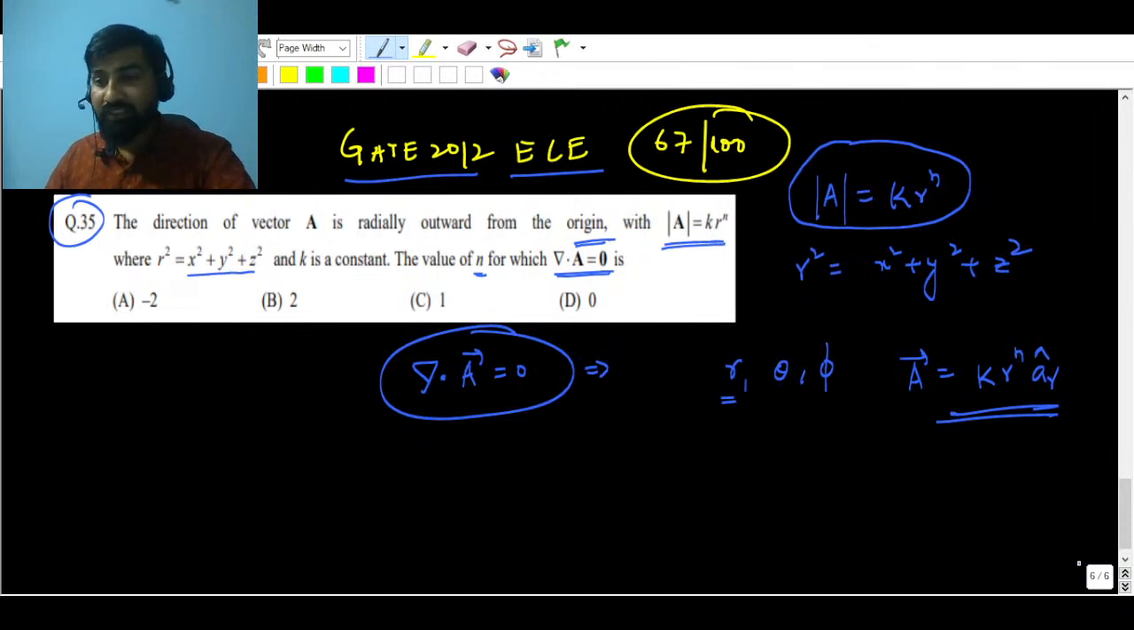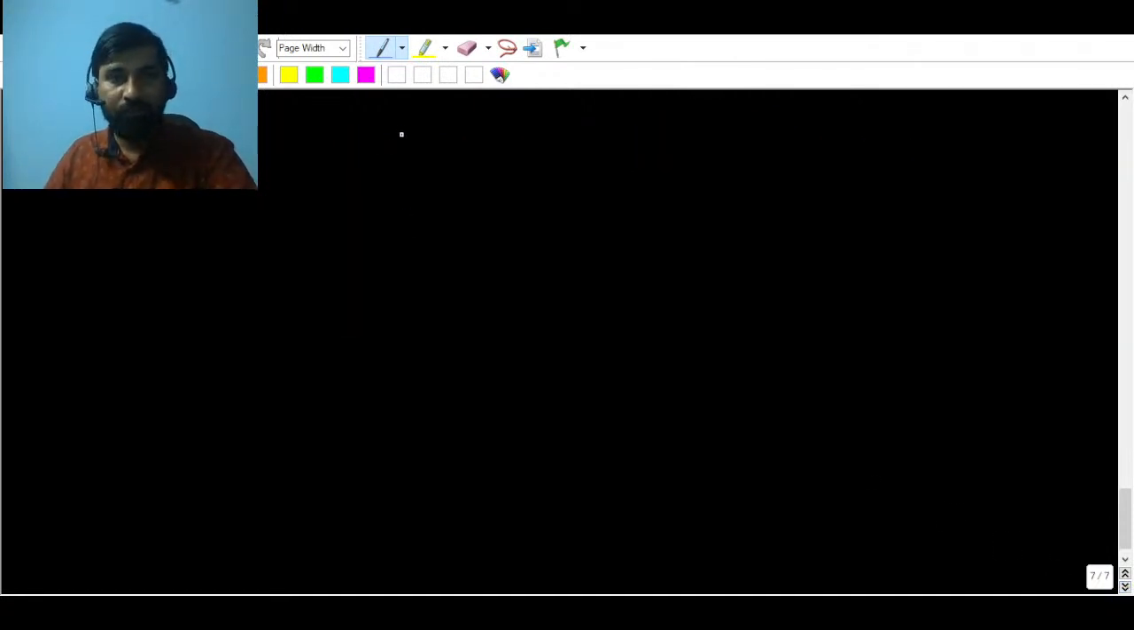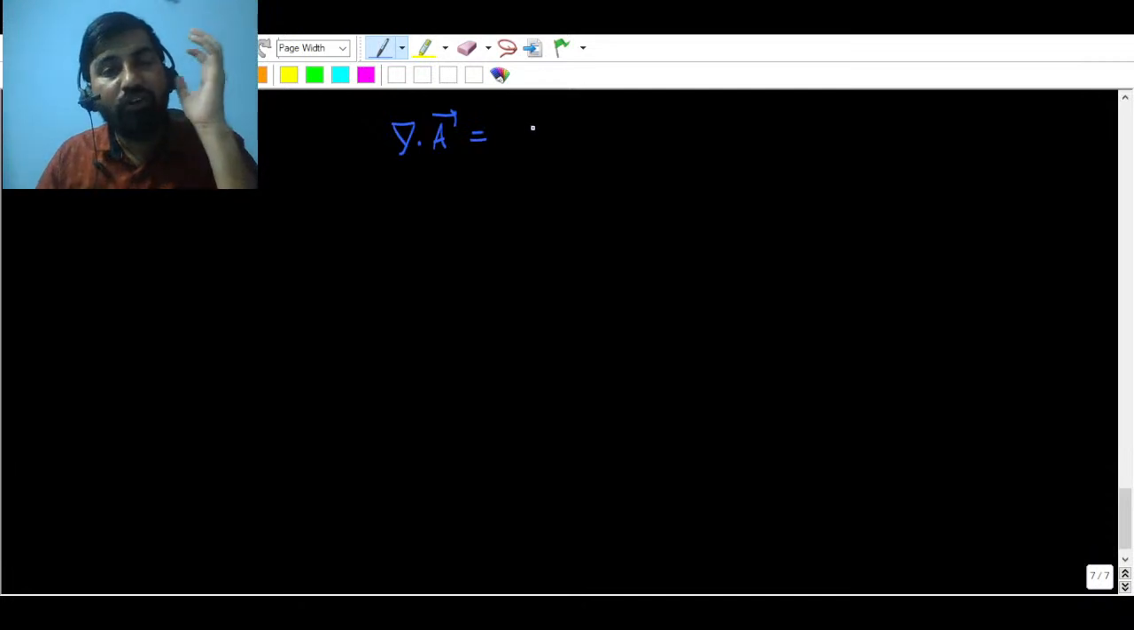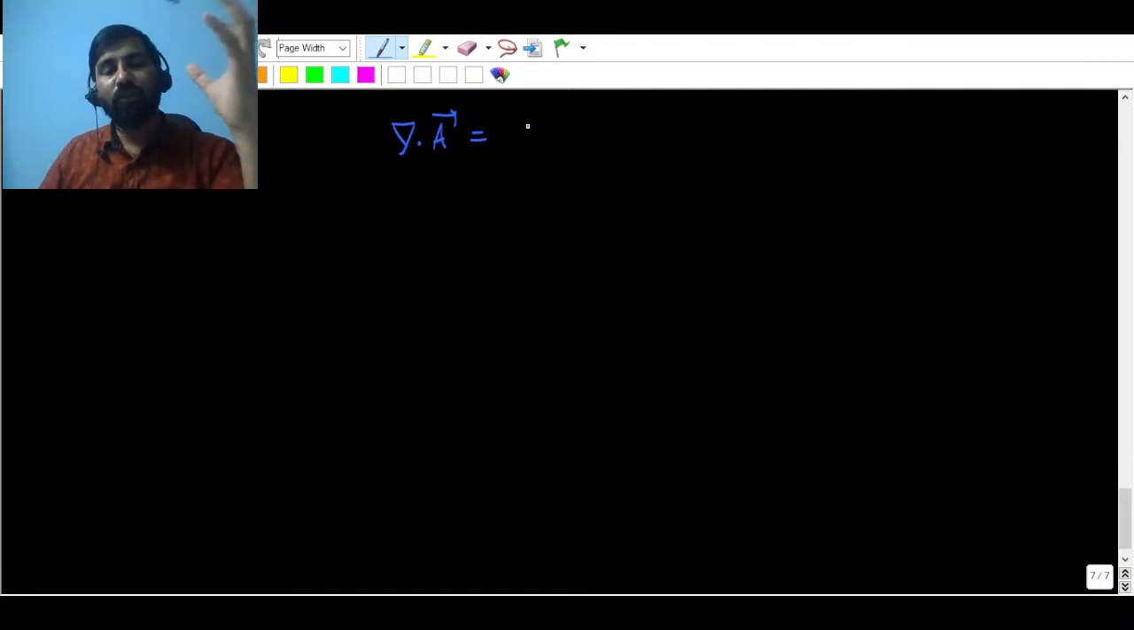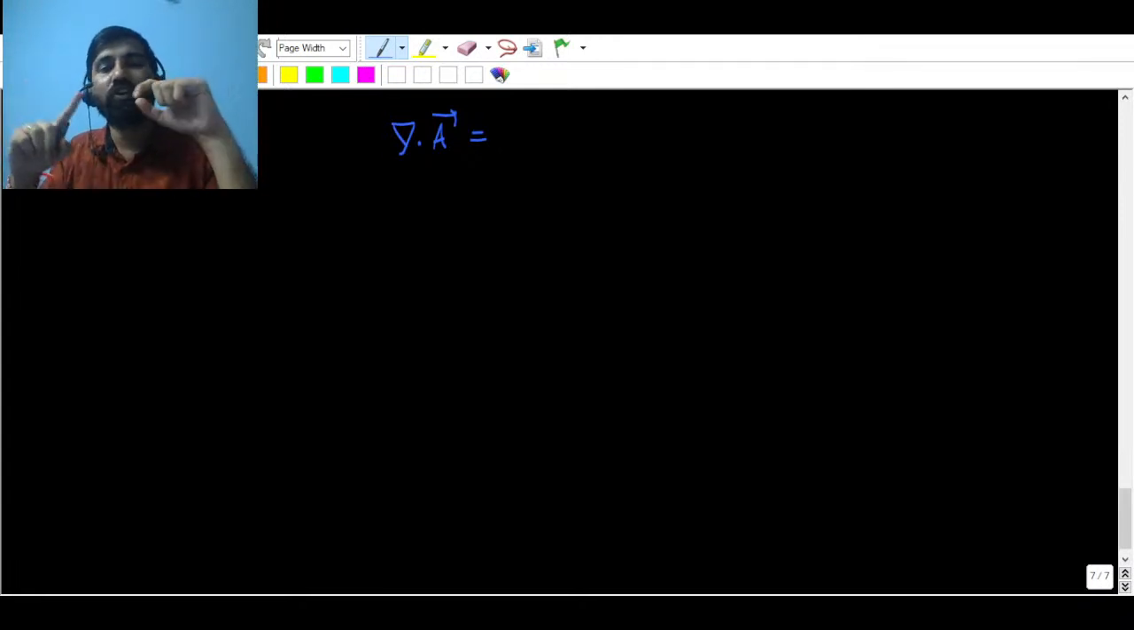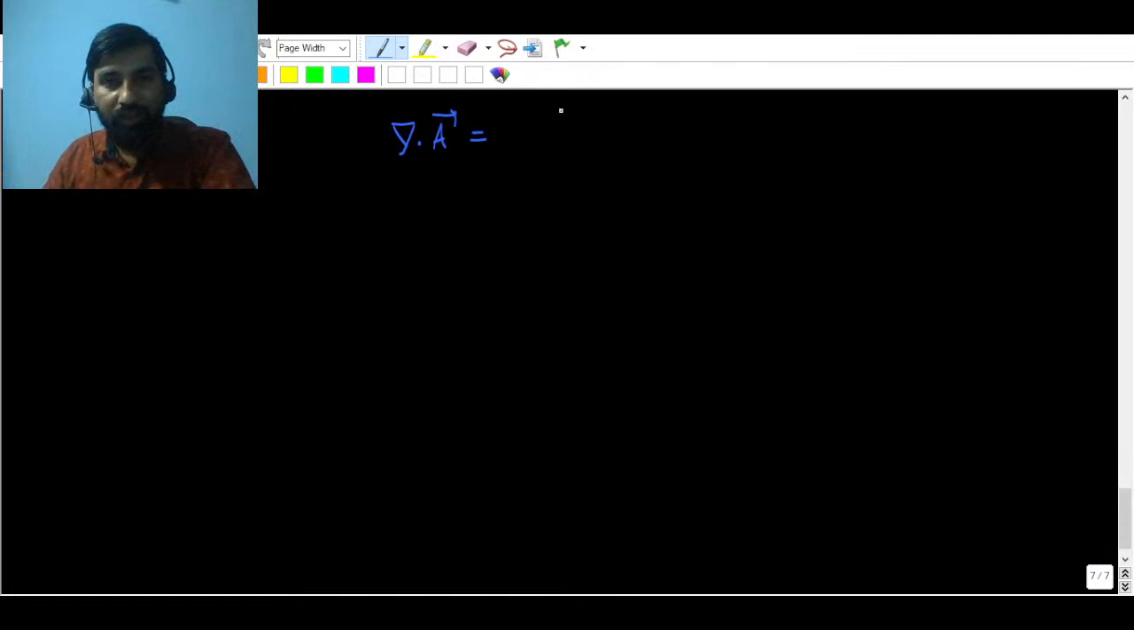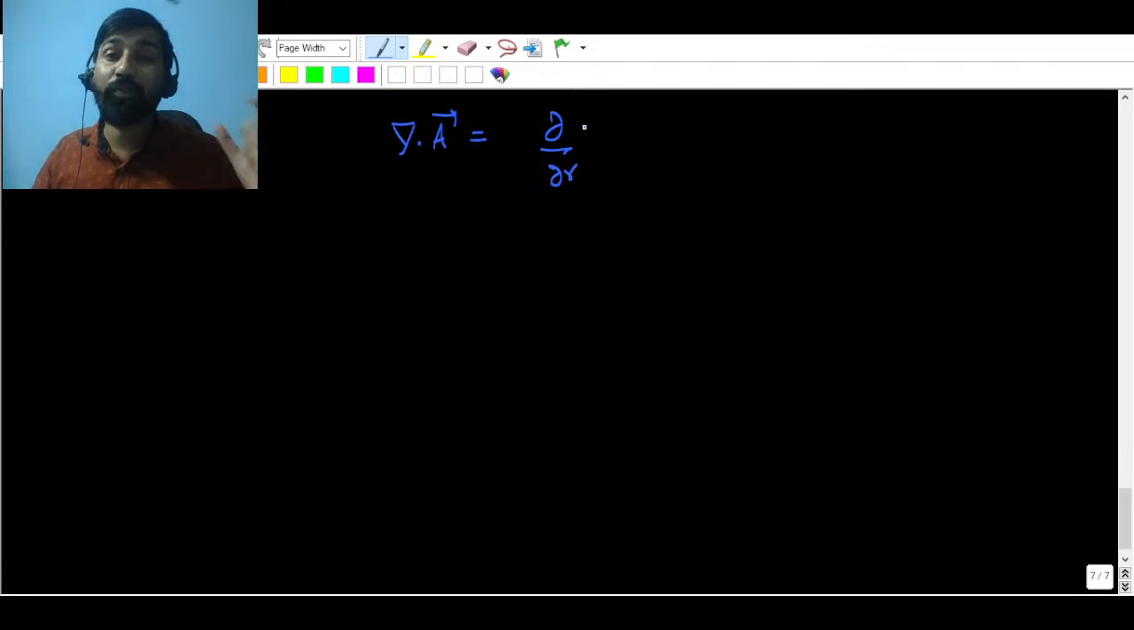So let's see what is the divergence of A in the spherical coordinate system. Divergence of A in the spherical coordinate system is basically, you have to only talk about the R component, because the R component is given, the theta and phi components are going to be 0. So here you can write dou by dou R. What you have to do here is multiply R square with the R component, A R, you can see, right?